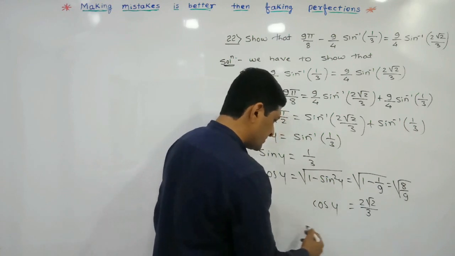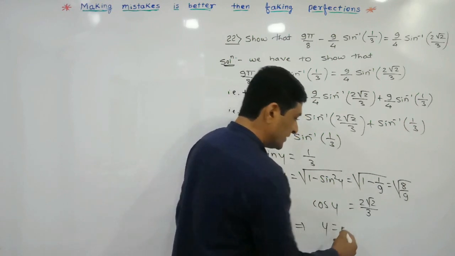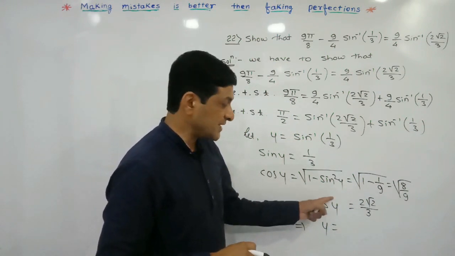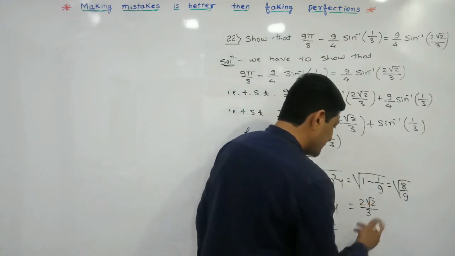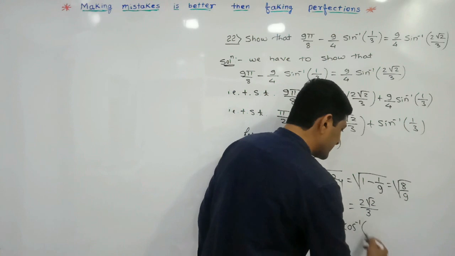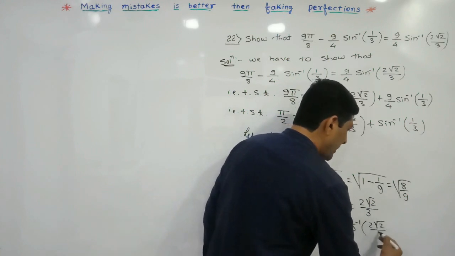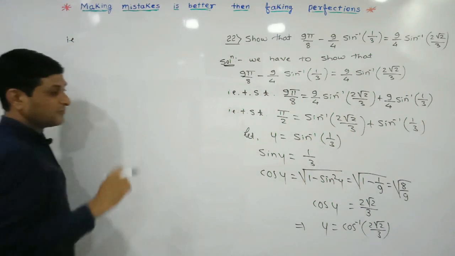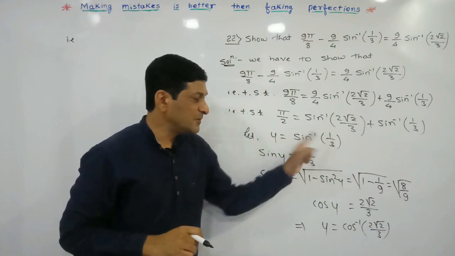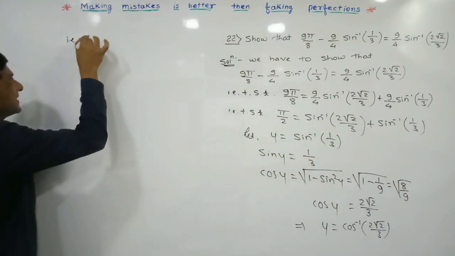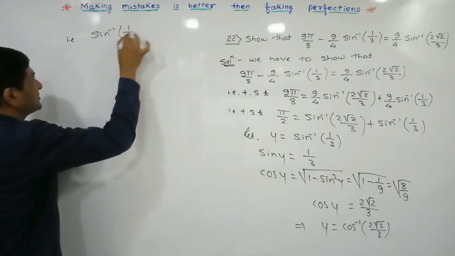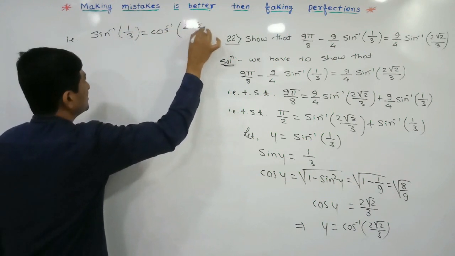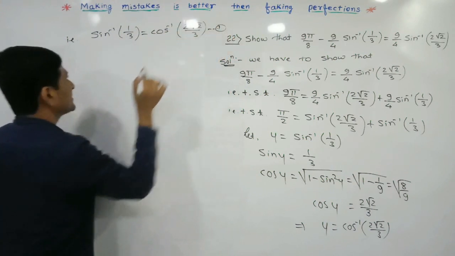Cos y. So which implies that y is equal to, now we are taking cos inverse on both sides. If we are taking cos inverse on this side, cos and cos inverse will get cancelled, remaining term is y, and on this side we will get cos inverse of 2 root 2 upon 3. So this is the value of y, and y means what here? Sine inverse of 1 by 3. So replace y by sine inverse of 1 by 3. So sine inverse of 1 by 3 is equal to cos inverse of 2 root 2 upon 3. Let us denote this equation by equation number first.